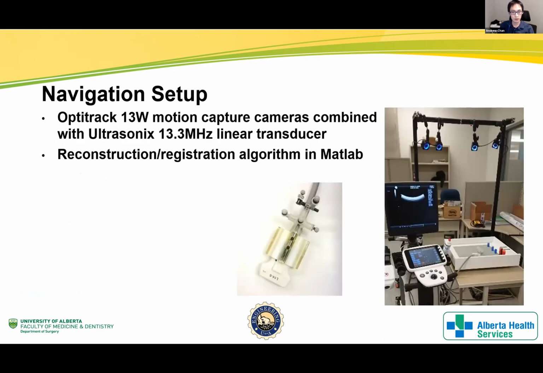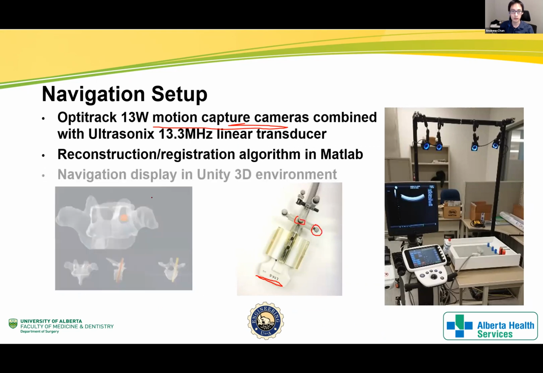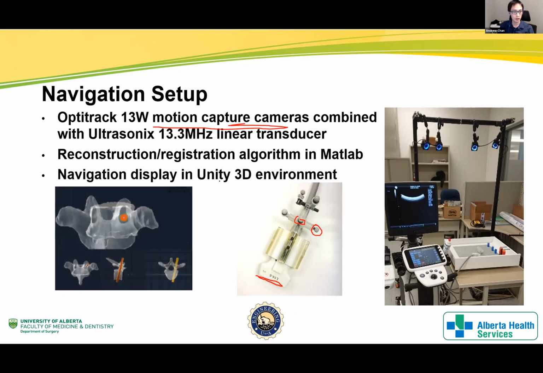So as equipment, we have our motion capture cameras that we used. We have our ultrasound transducer. Any kind of transducer could be used. We just attached reflective markers to it. And then we made our own reconstruction and registration algorithm and our own kind of navigation display in the Unity 3D environment. So you can see here, this is a registered vertebra, and then again, the surgical tools right on top.